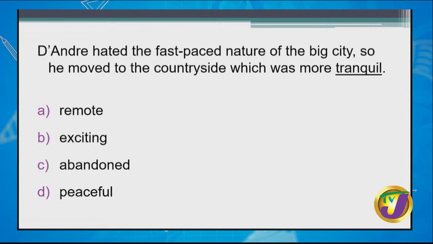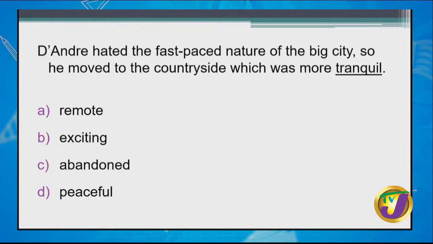Tranquil. What meaning does tranquil have? Even if you've never seen the word tranquil before, look at your sentence. Hated the fast-paced nature of the big city. So something about tranquil is the opposite of fast-paced. So let's look at our responses now. We have remote. Does it mean the same as tranquil? We have exciting. Does that mean the same as tranquil?